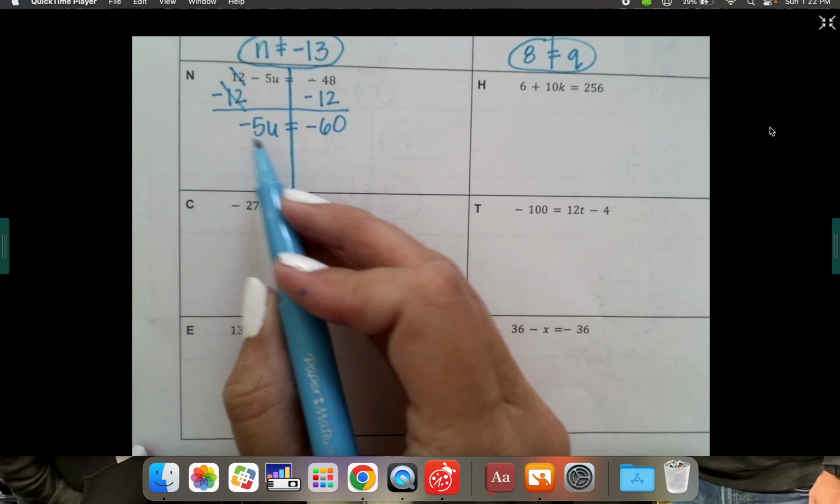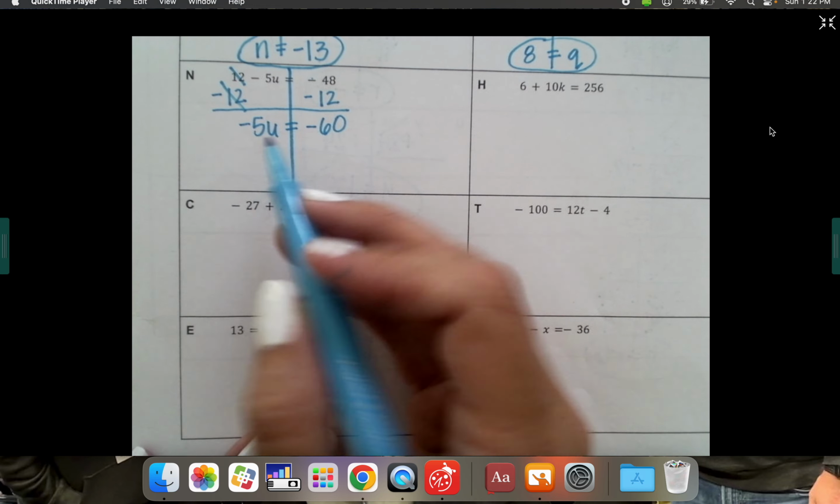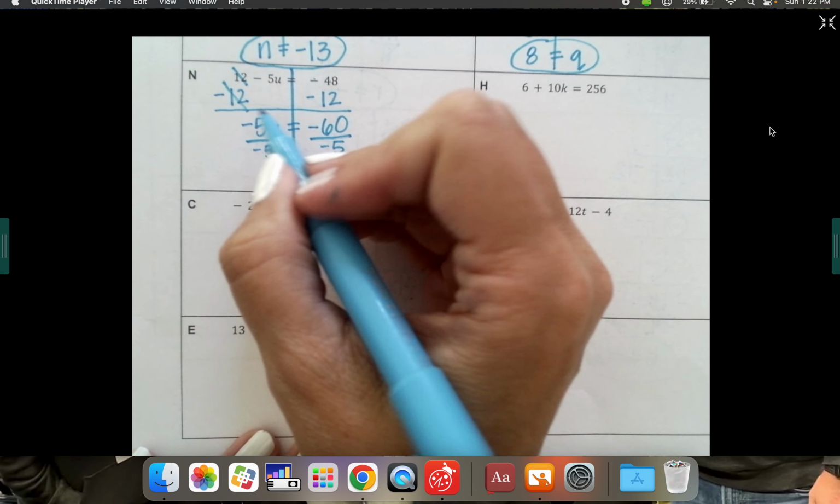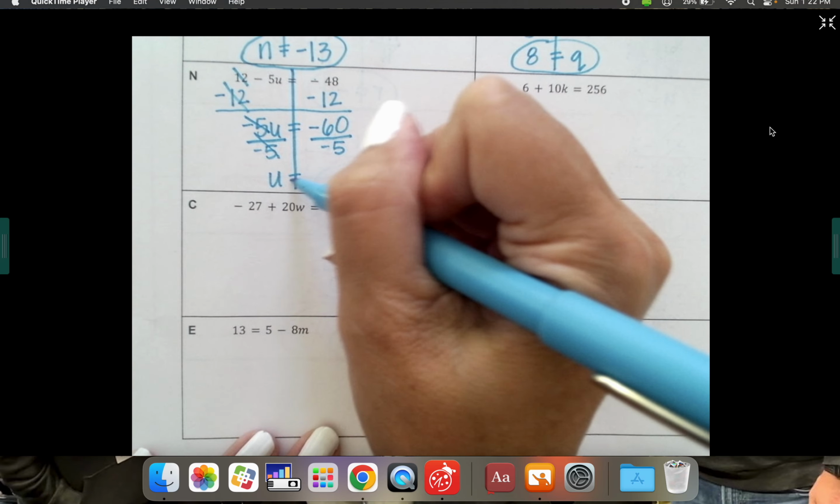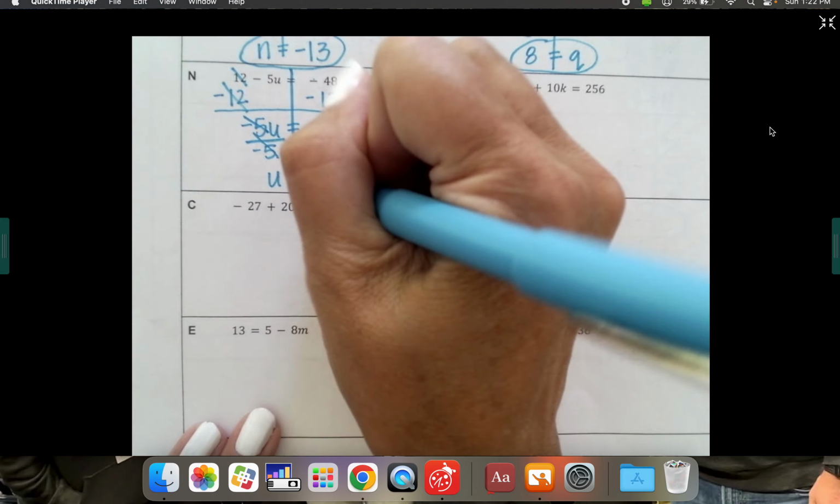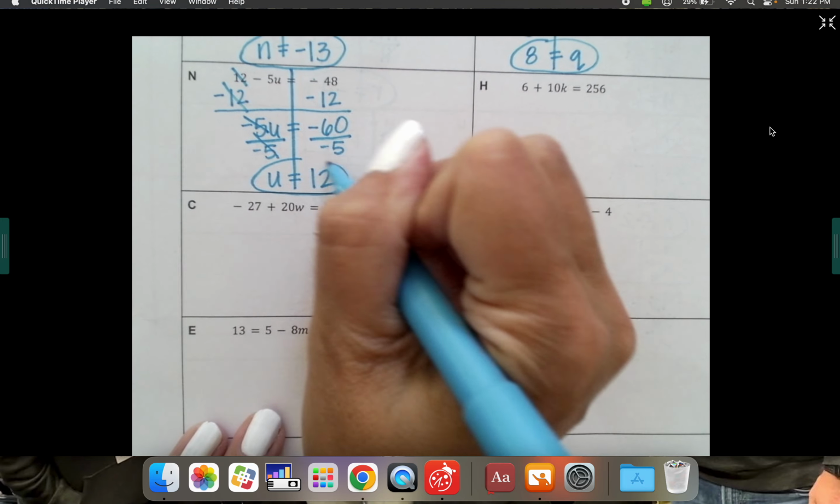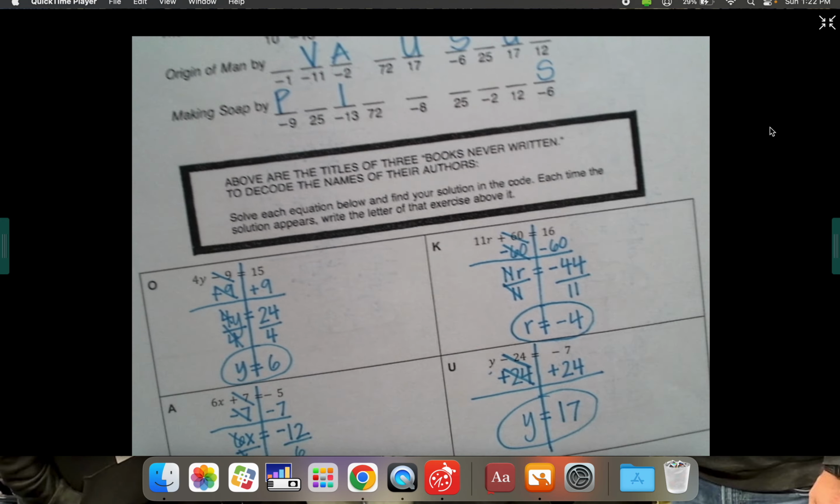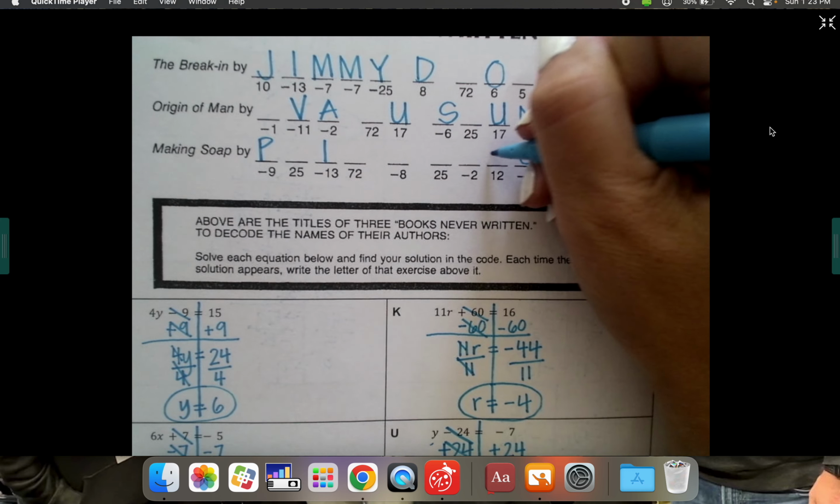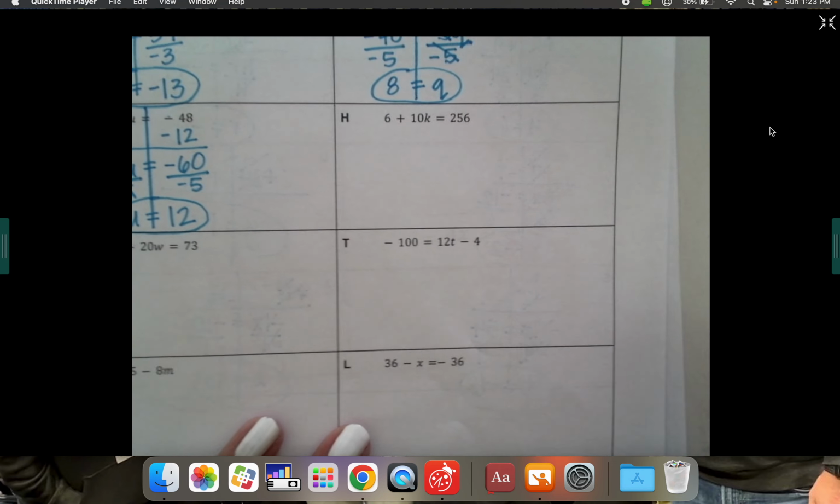And again, don't add 5. u is being multiplied by negative 5, so we're going to divide by negative 5 on both sides. Cancel, cancel. Negative 60 divided by negative 5. I know that a negative divided by a negative is going to be a positive 12. All right, so let's go find all the 12s and make them N's. So this 12 is N, and this 12 is N. All right, letter H. We have 5 left. Hang in there.